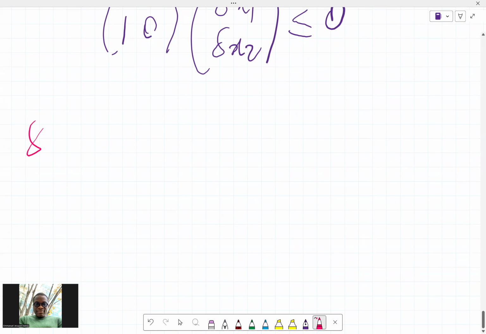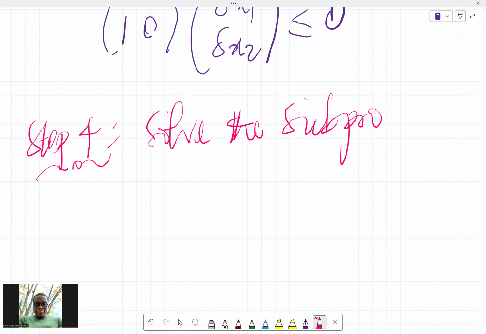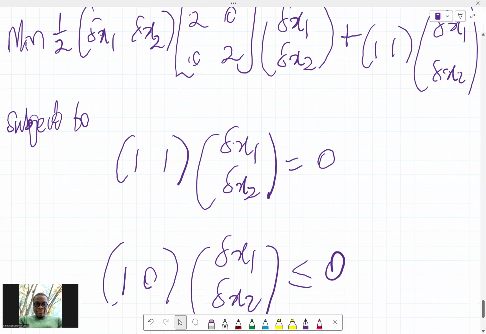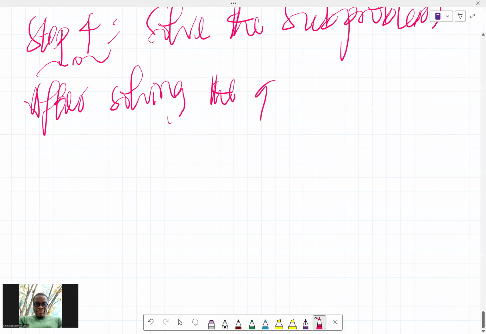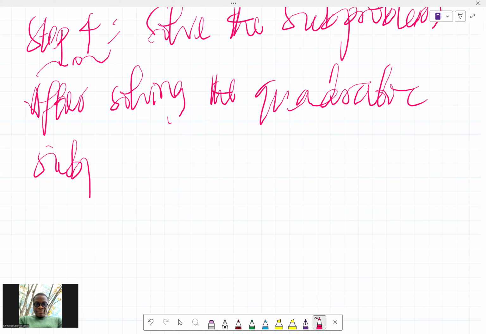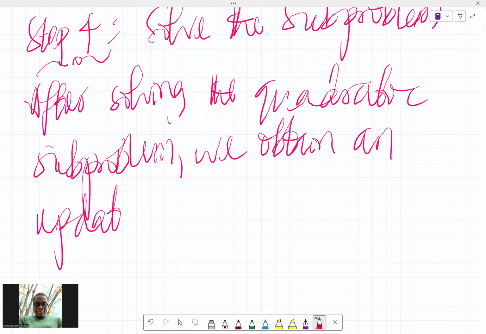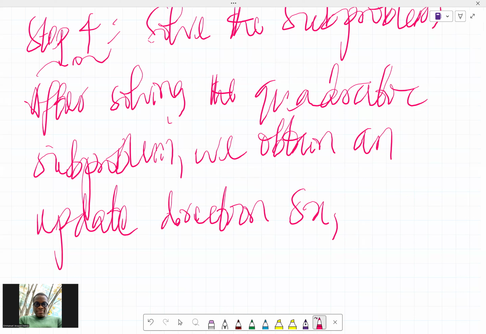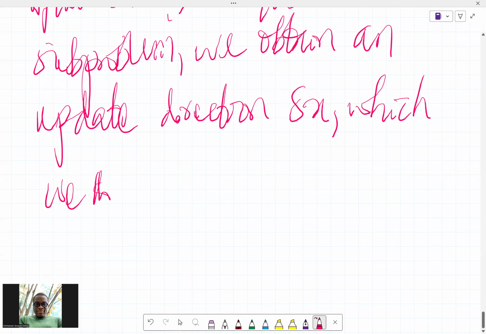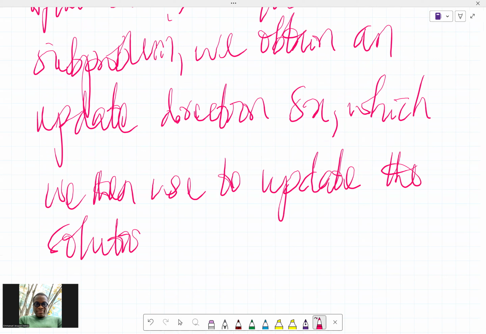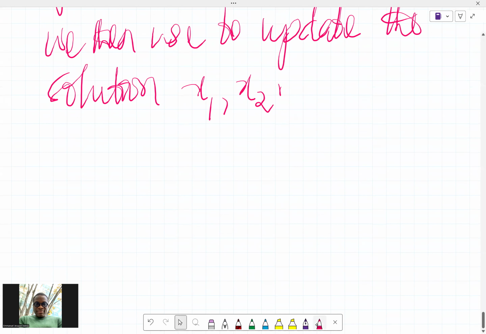So with that, we move on to the next step, which is step 4. Step 4 is where we solve the sub problem. I'm not going to bother so much about it because we are going to finish it up with Python code, since the whole thing is looking tedious already. So after solving the quadratic sub problem, we obtain an update direction delta x, which we then use to update the solution x1, x2.